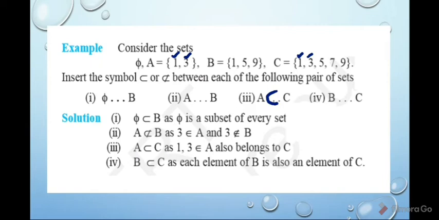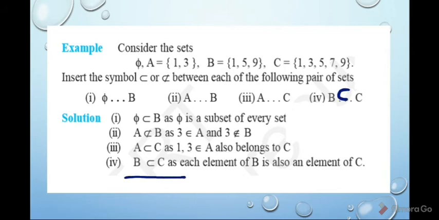Okay, now the fourth one, B and C. Again 1 is here in B, 1 is here in C. 5 belongs to B, 5 belongs to C. 9 belongs to B, 9 belongs to C. And C contains another 2 elements. So you can say C is the bigger collection. That means C contains all the elements of B, that's why B is a subset of C.